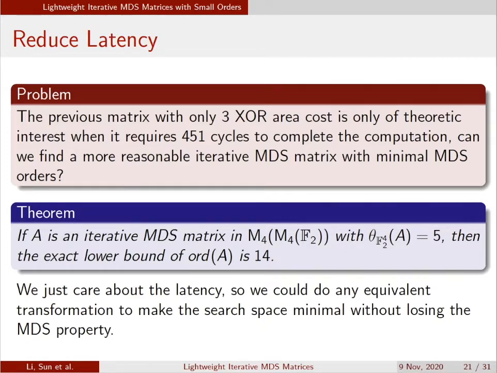Because we just care about the latency, we could do some equivalent transform to make the search space minimal without losing the MDS property, and we search in the space of matrices with only 5 non-zero blocks, and the exact lower bound of the order is 14.